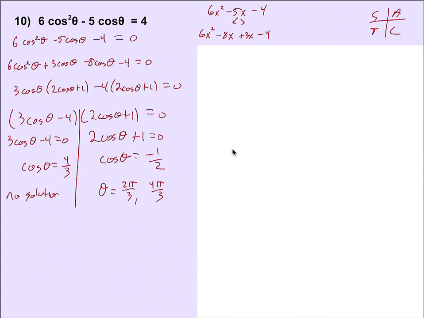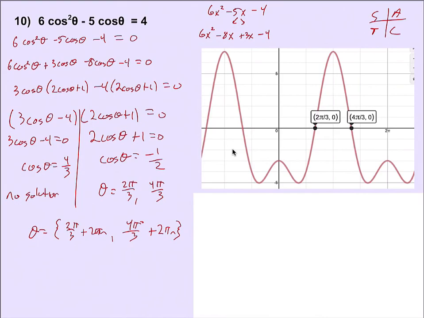Remember, the whole point of the zero product property is a product equals 0 if either factor equals 0. So theta could equal 2 pi over 3 or 4 pi over 3. And because the period here is 2 pi, we will write that as 2 pi over 3 plus 2 pi n, or 4 pi over 3 plus 2 pi n. And it's worth taking a quick look at the graph here. Hey, I didn't make it up. That is when 6 cosine squared theta minus 4 cosine theta minus 4 equals 0.